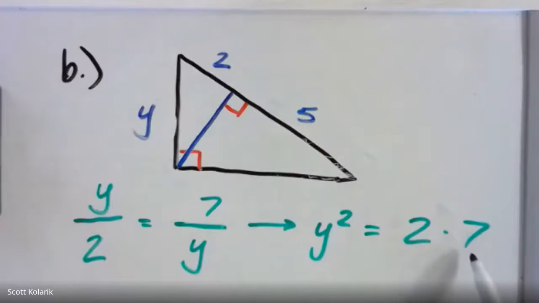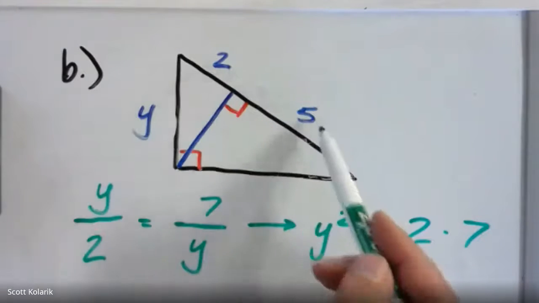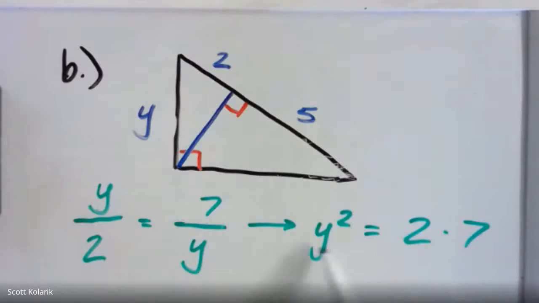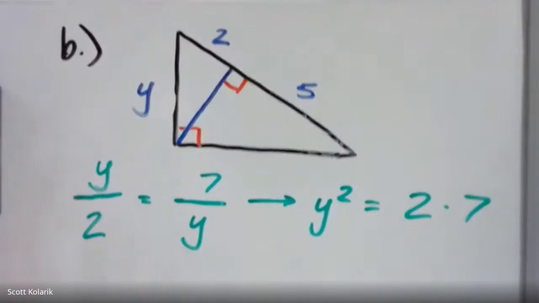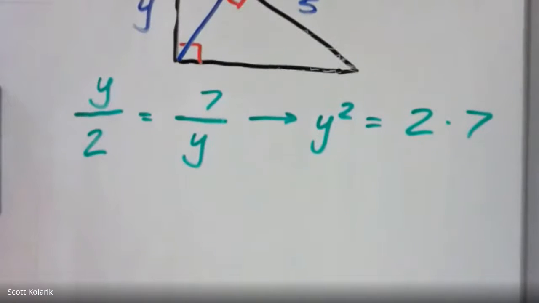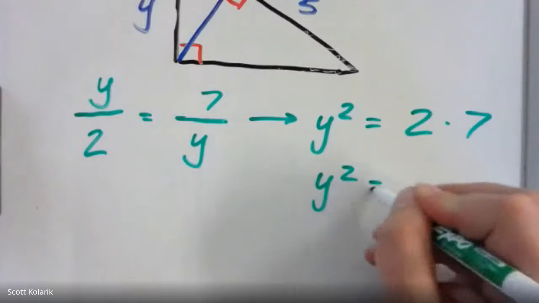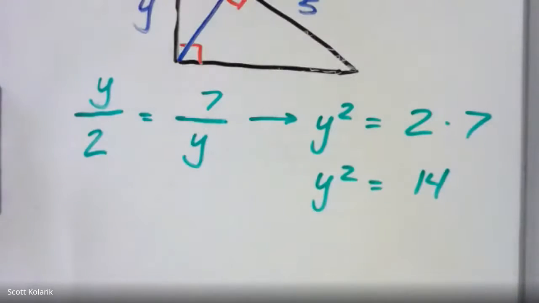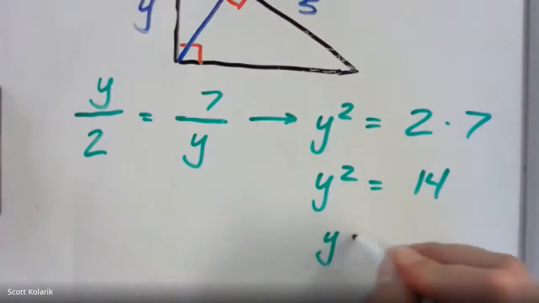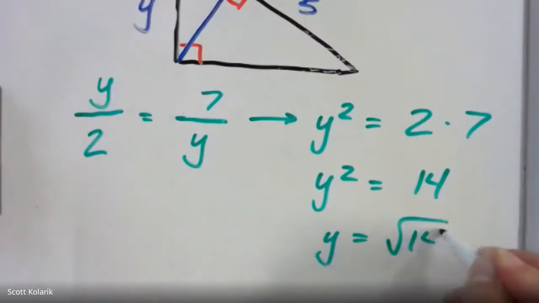So where did that 7 come from? It came from adding up the full hypotenuse. So this right here would be what you'd be able to jump directly to given the information and given that geometric mean theorem for legs. Okay, well, at this point now, it's just a traditional algebra problem where I'm solving for the variable. So I could actually do 2 times 7. That gives me y squared equals 14. Take the square root of both sides, and I get y is equal to the square root of 14.